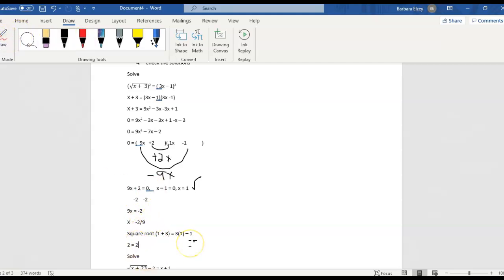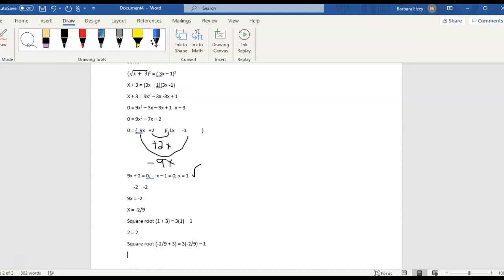All right, so let's do the square root of negative 2/9 plus 3 and 3 times negative 2/9 minus 1. Now if you don't like fractions, that is fine. Use your calculator. I'll go ahead and use my calculator now. I'll put the square root of negative 2/9 plus 3 in my calculator. Be sure to put that entire thing in parentheses as you stick it in there.